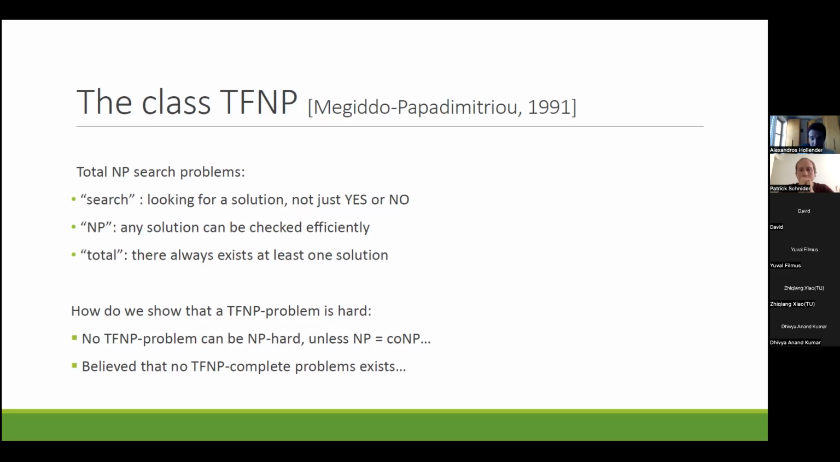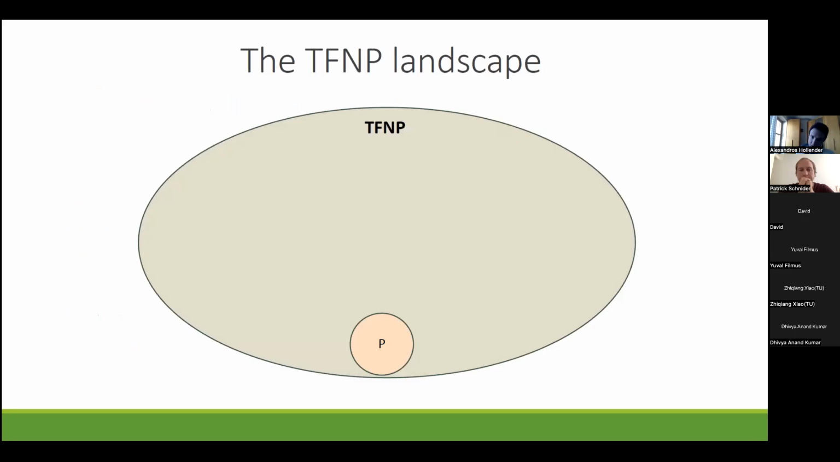So what this leaves us with is that we are stuck. How do we provide evidence that some problem in TFNP, like Nash or factoring, is computationally hard? The idea that Papadimitriou came up with around 30 years ago is to look inside TFNP, to explore the landscape inside TFNP by defining new intermediate classes between TFNP and P, and obviously classes that are nicer to work with.